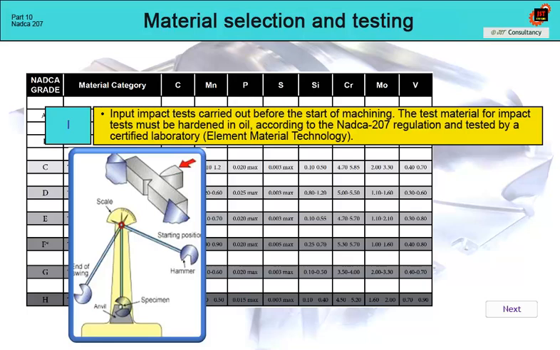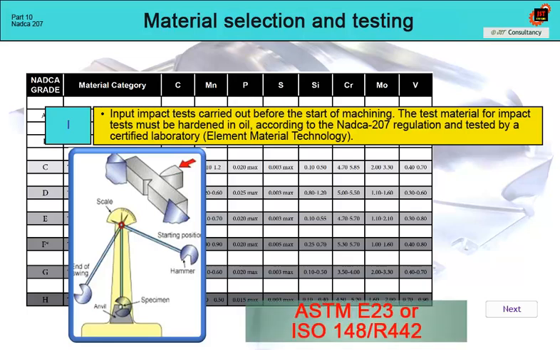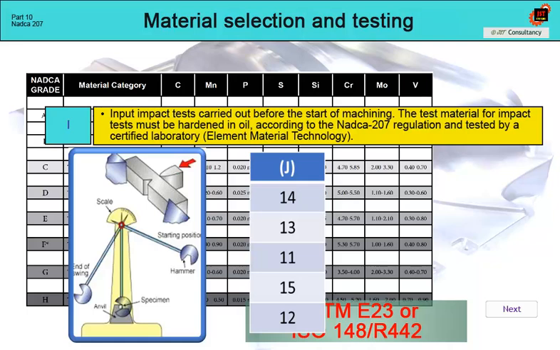The device for the Charpy test must be calibrated according to the American standard ASTM E23 or according to ISO 148 in the latest version. Impact strength values from individual samples are recorded and further processed into a test report in accordance with NADCA 207.